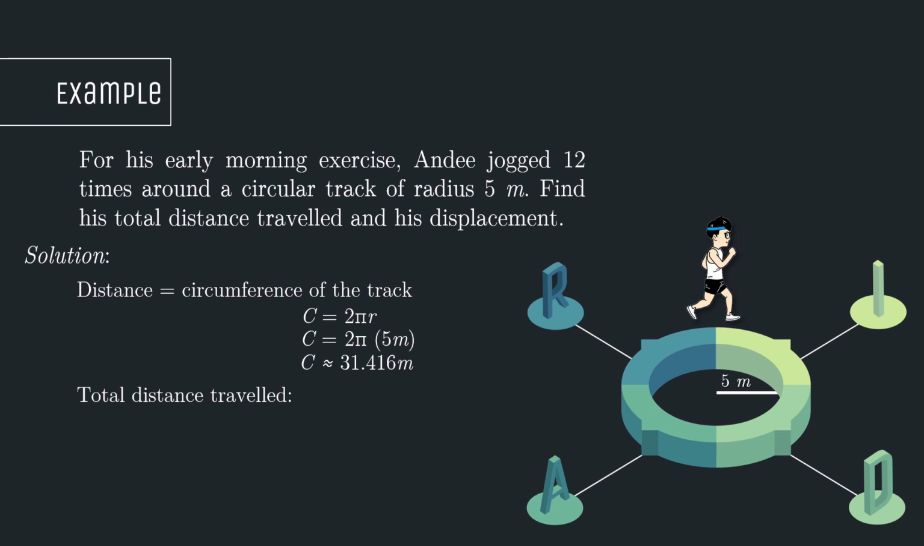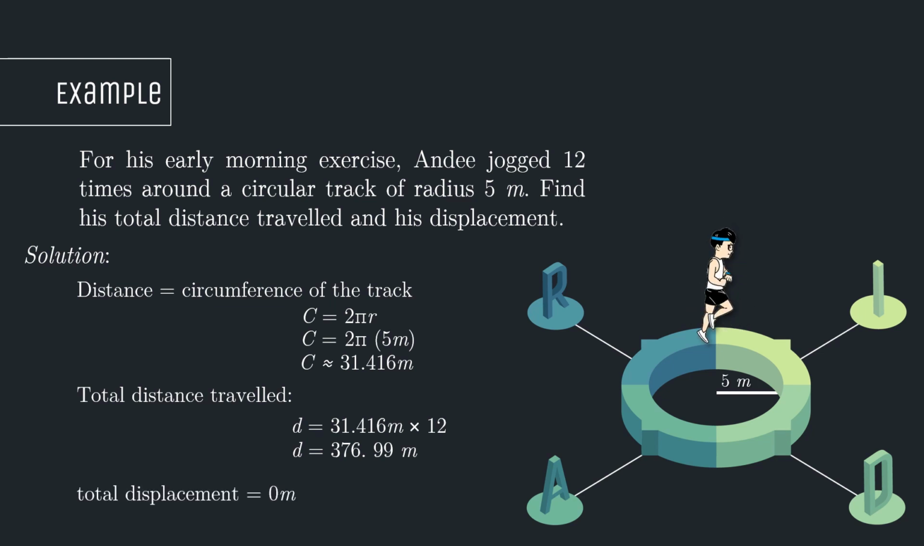To solve the distance traveled, we multiply the distance by 12 laps. So the distance is equal to 31.416 meters times 12, which is equal to 376.99 meters. While the total displacement is equal to 0 meters since Andy went back to his original position.